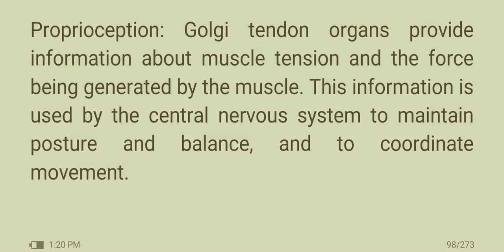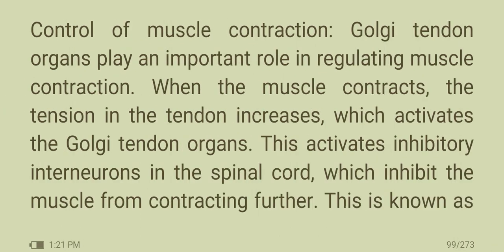In the case of proprioception, Golgi tendon organs provide information about muscle tension and the force being generated by the muscle. This information is used by the central nervous system to maintain posture and balance and to coordinate movement. Control of muscle contraction. Golgi tendon organs play an important role in regulating muscle contraction. When the muscle contracts, the tension in the tendon increases, which activates the Golgi tendon organs.